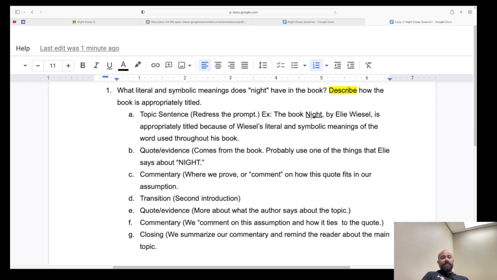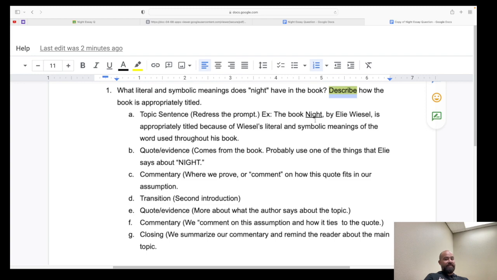The second part of this, I'm just taking the prompt and then making it a statement, depending on what and how I read this. Remember the other day we talked about these question words. What is going to give me a blank that I need to fill in? I have 2 blanks because there's 2 things that I need to fill in. I'm looking for a literal and a symbolic meaning of the word night in the book. The second part of that, I've got to describe how it's appropriately titled when I find that information. So that's what my topic sentence does.